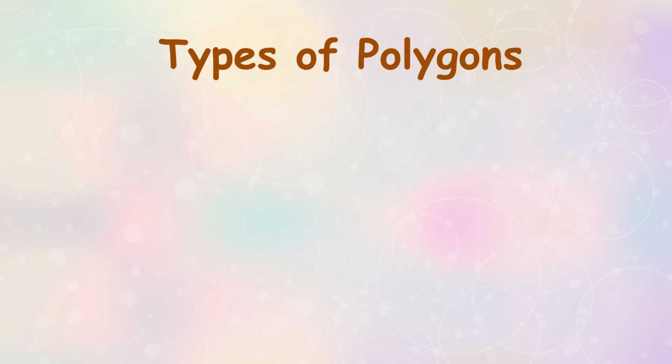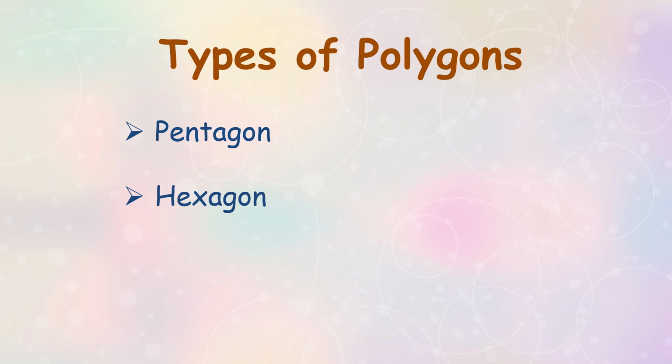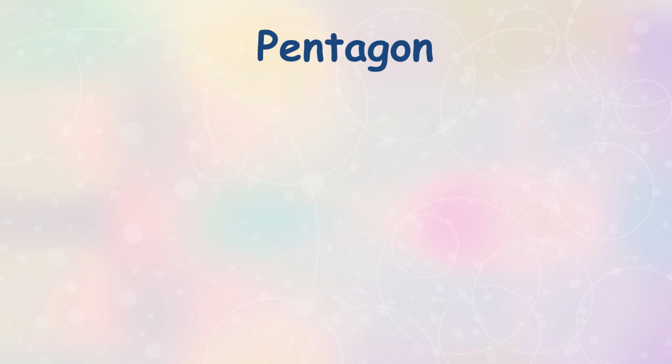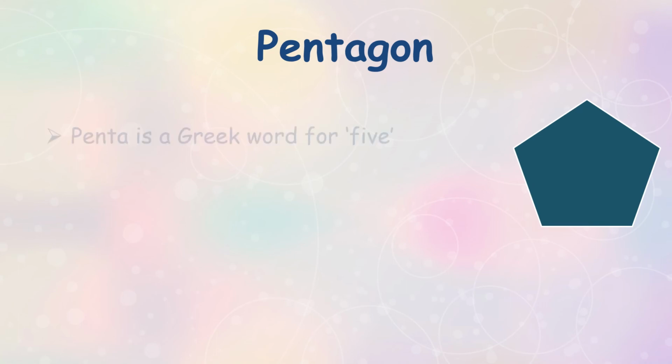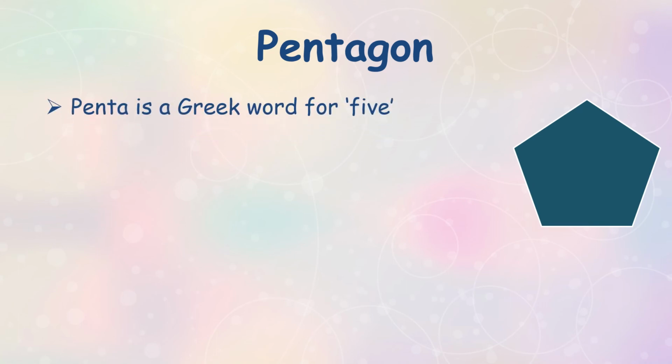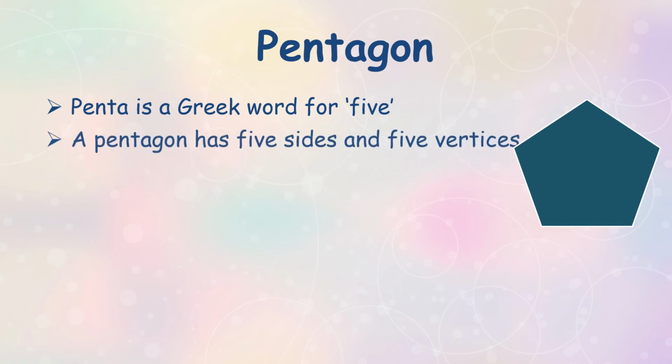Now we will learn some new types of polygons. These are Pentagon, Hexagon, and Octagon. Let's start off with the first one, which is pentagon. In Greek language, penta means five. All five-sided closed shapes are called pentagons. They also have five vertices. So a pentagon has five sides and five vertices.